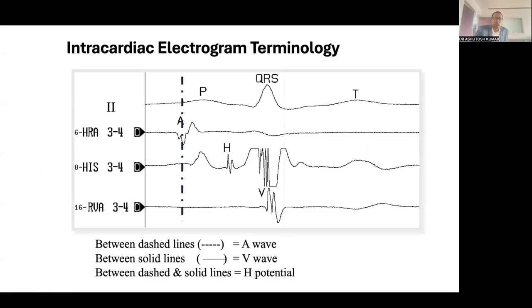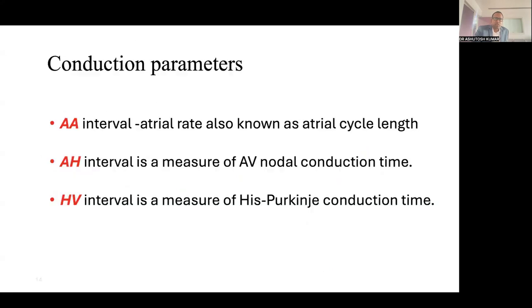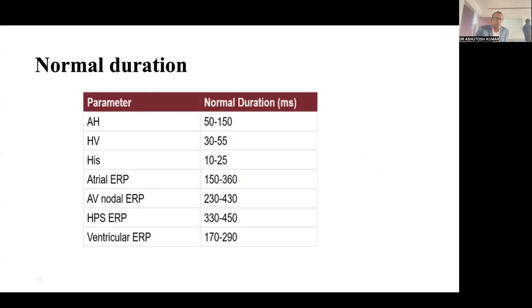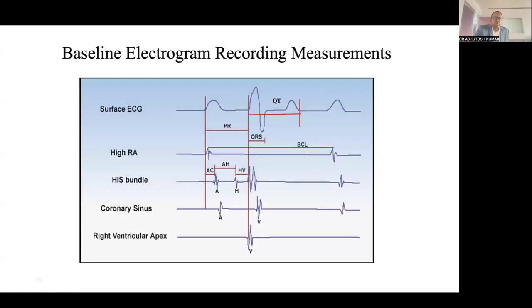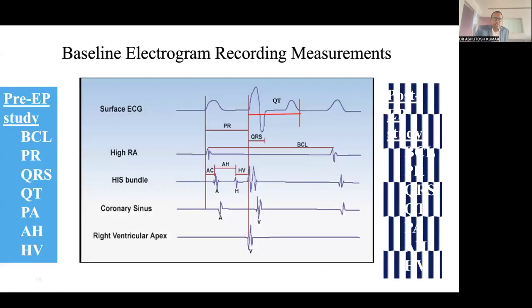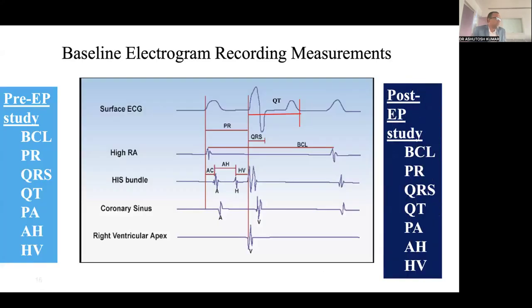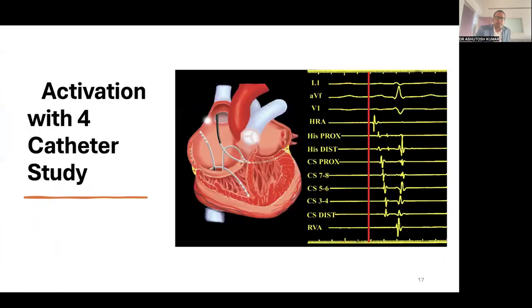And how to measure it? It has already been discussed how to do it. We use the surface ECG, and we have to see the V interval. Then we start measuring each and every parameter: AA interval, AH interval, HV interval, and the baseline measurement. This has all been discussed. So when we do the EP study, we have to know the basic cycle length initially, and after that how the cycle length changes after the conduction system. So all the parameters, we are again checking.